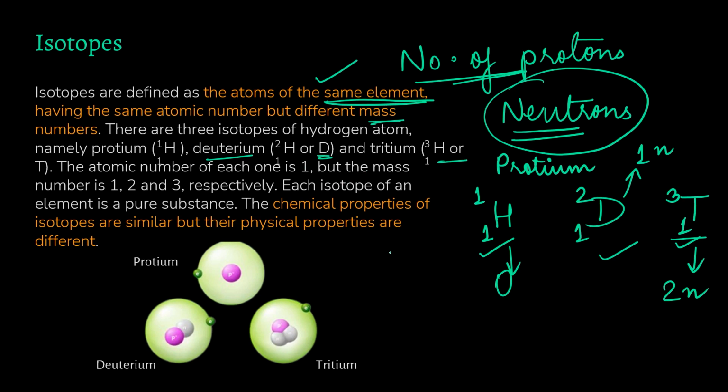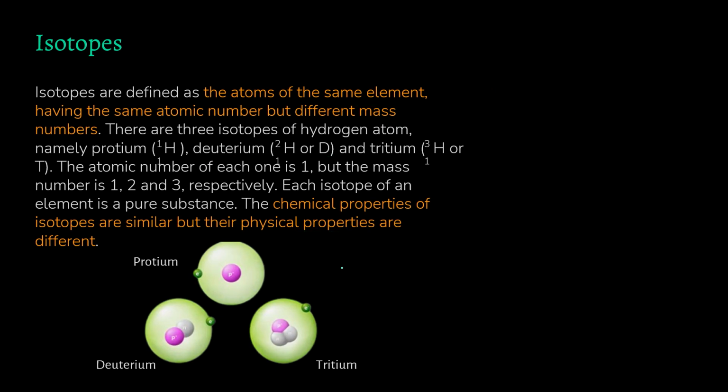And the chemical properties of isotopes are similar, but their physical properties are different. Since the number of protons and the number of electrons is the same in all the isotopes, we can safely say that the chemical properties are similar. That means the way this particular element behaves is the same, but there has to be some difference in some of its qualities. Since there is a difference in the number of neutrons, there is a difference in the physical properties of these elements, protium, deuterium and tritium, as you can see over here. So the physical properties are different, but the chemical properties are the same.